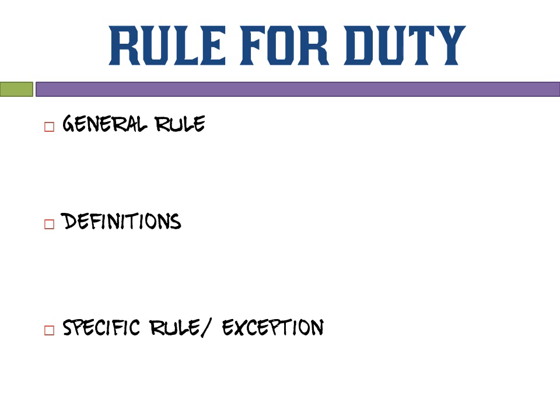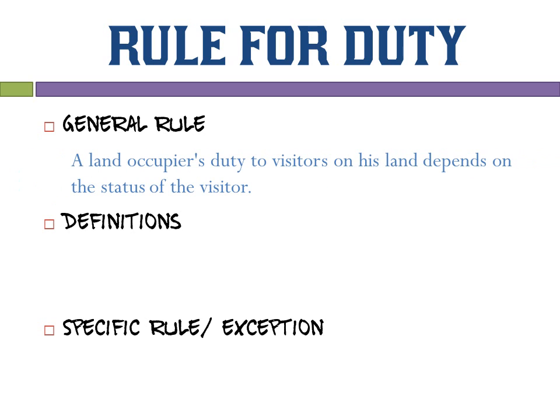And I think that is the last one, if you will, to use in this essay. So, the general rule. A land occupier's duty to visitors on his land depends on the status of the visitor. That's your general rule, that land occupiers owe a duty, and that duty depends on the visitor.